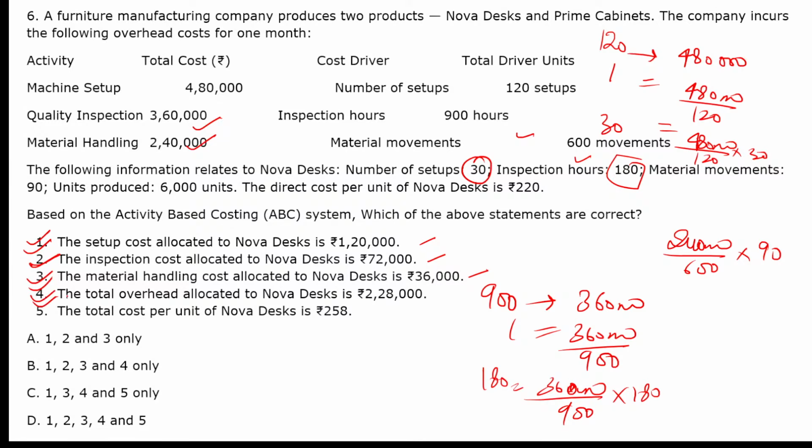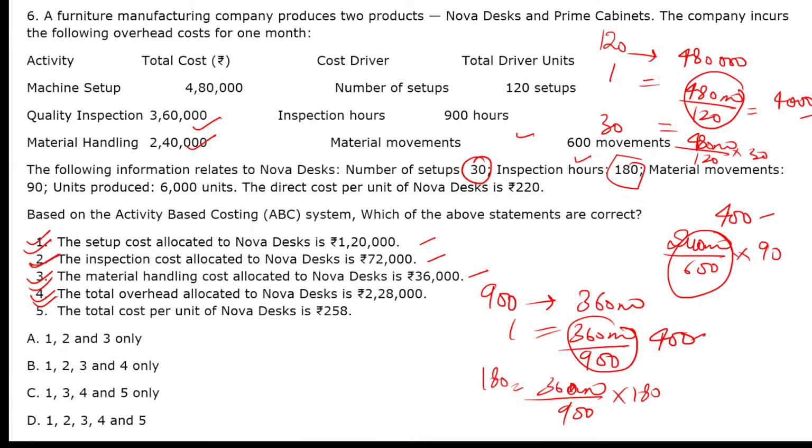The total cost per unit is 258. Okay, let's calculate that also. Per unit cost, I know 480 divided by 120 was 4,000 per unit. This is 400 per unit, and this is also 400 per unit. So total will be 4,000 plus 400 plus 400, that is 4,800. That is the total overhead.